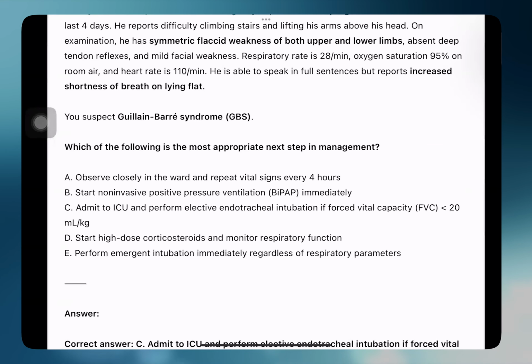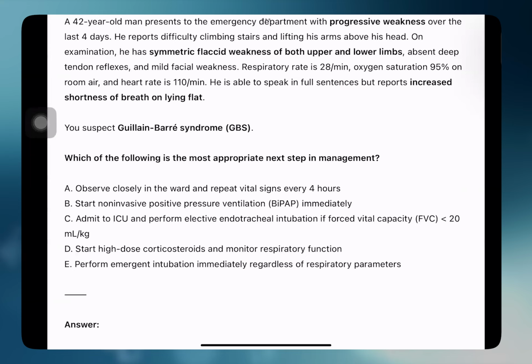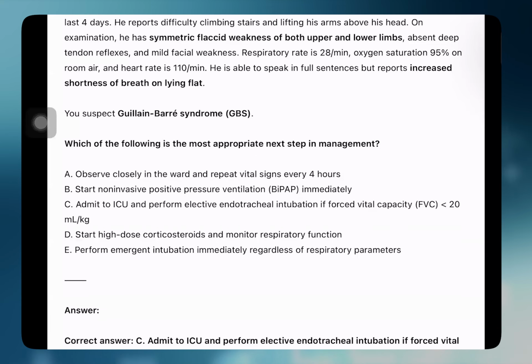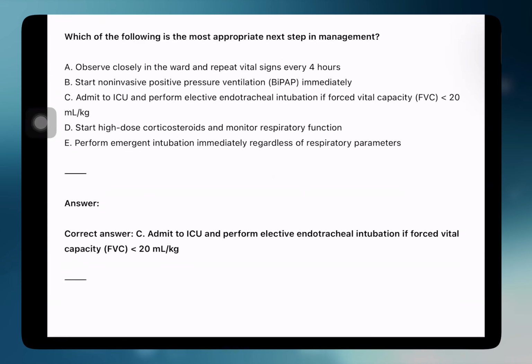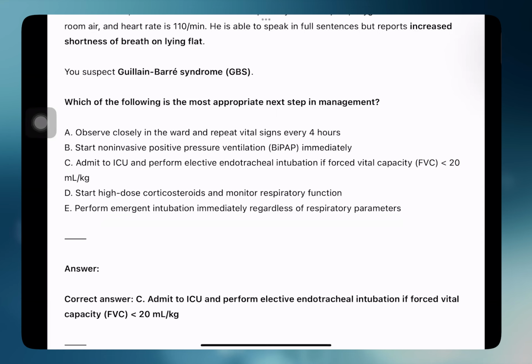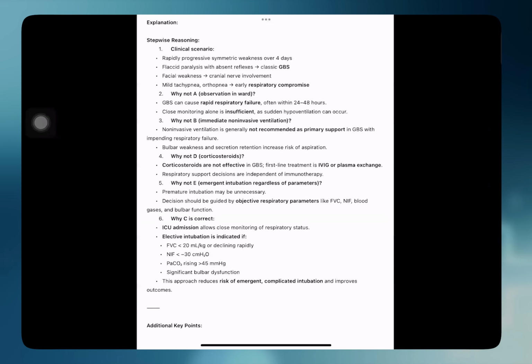Number one, closely observe in the ward. Number two, start non-invasive positive pressure ventilation immediately. Number three, admit to ICU and perform elective endotracheal intubation if FVC is less than 20 ml. Number four, start high-dose corticosteroids and monitor respiratory function. Number five, perform emergency intubation immediately. So basically the criteria is FVC less than 15, not 20. So please check it.